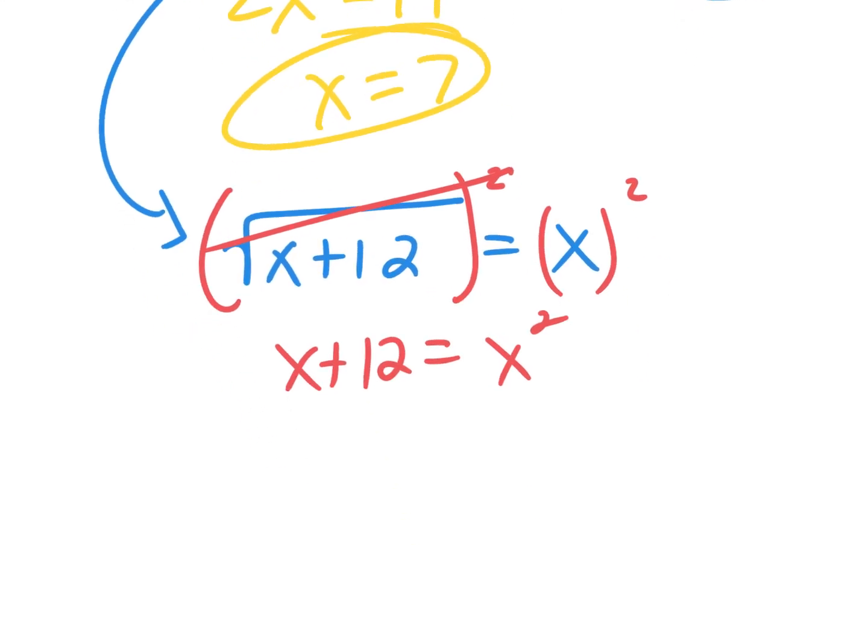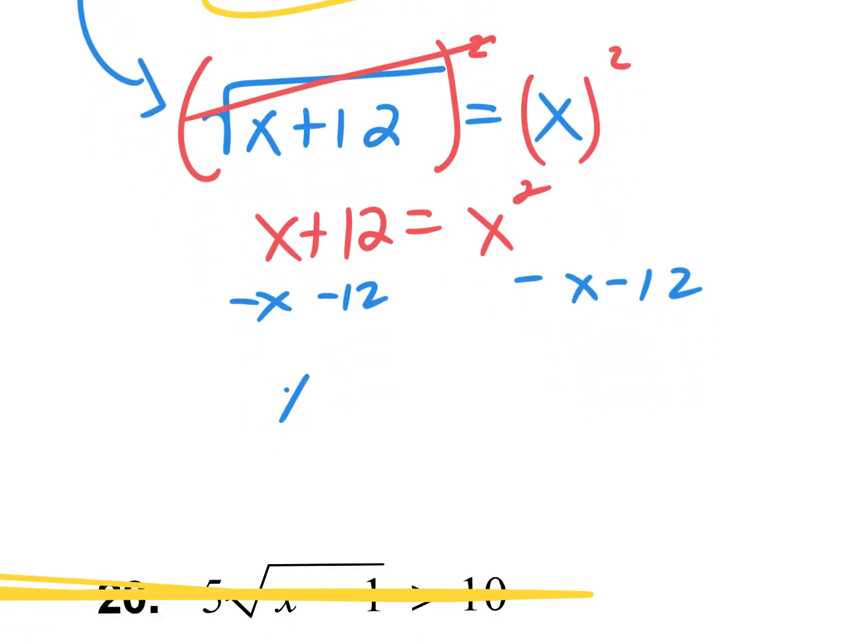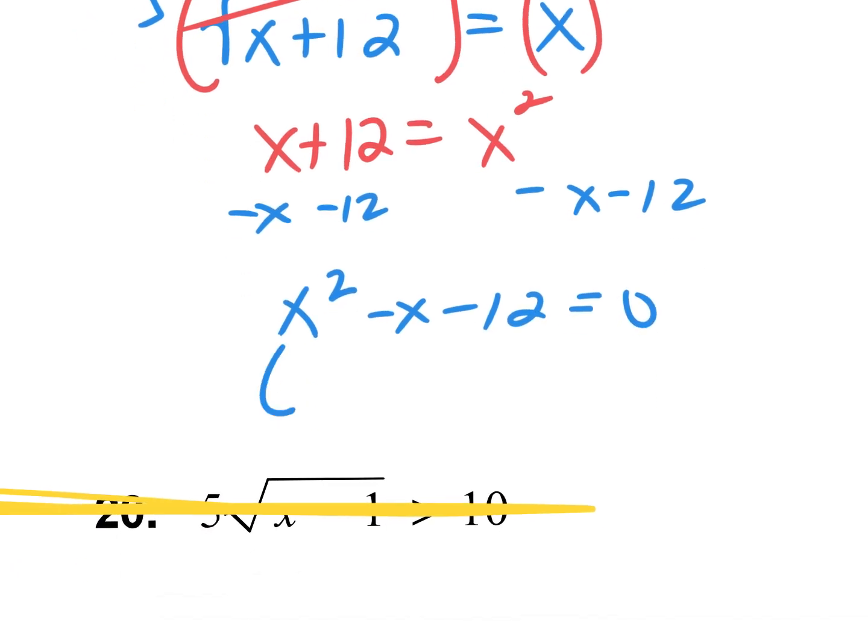And then since we have a quadratic, now what do we do? If we have a quadratic, everything needs to be on one side of our equal sign, right? So I'm going to go ahead and move everything to the right. So I'm going to subtract x and subtract 12. So we have x squared minus x minus 12 equals 0. And then everybody's favorite thing in the world to do, we're going to factor. What are the factors of negative 12 that multiply to give you a negative 12 but add to give you a negative 1?